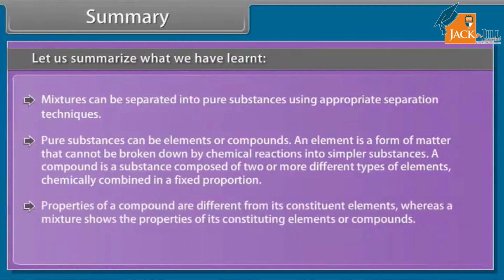Properties of a compound are different from its constituent elements, whereas a mixture shows the properties of its constituent elements or compounds.